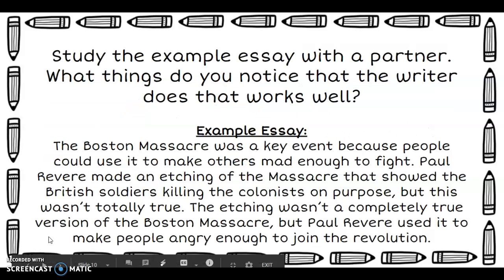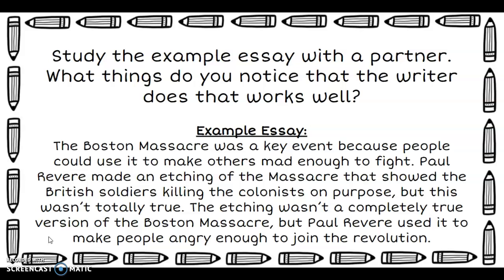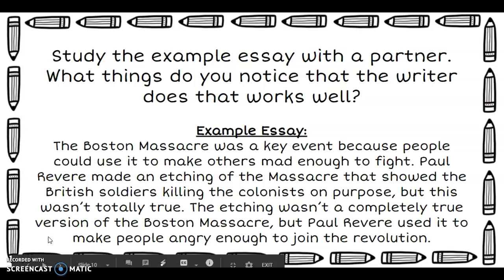Study the example essay by yourself, and what things do you notice that the writer does that works well? I'll read this for you. The Boston Massacre was a key event because people could use it to make others mad enough to fight. Paul Revere made an etching of the massacre that showed the British soldiers killing the colonists on purpose, but this wasn't totally true. The etching wasn't a completely true version of the Boston Massacre, but Paul Revere used it to make people angry enough to join the revolution.